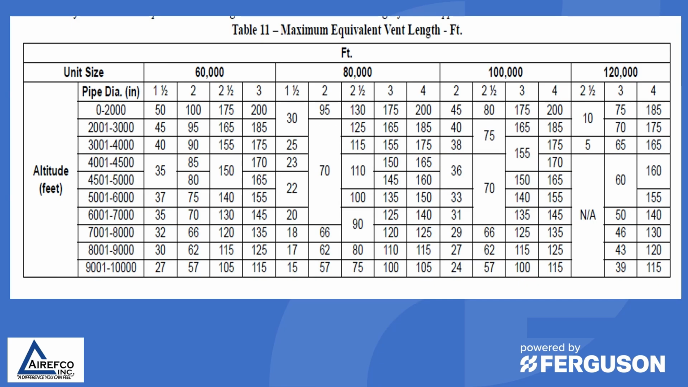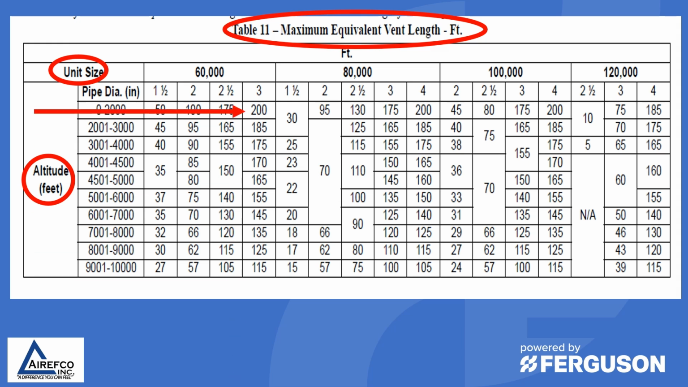All of your 90% furnaces have a maximum equivalent vent length table that will list the unit size in BTUs, the altitude at which the furnace is being installed. In this particular example, 0 to 2,000 feet, if you use a 3-inch vent pipe, you can run up to 200 feet of venting material. So always consult this table when you're running your vent to make sure that you're within the manufacturer's specifications.